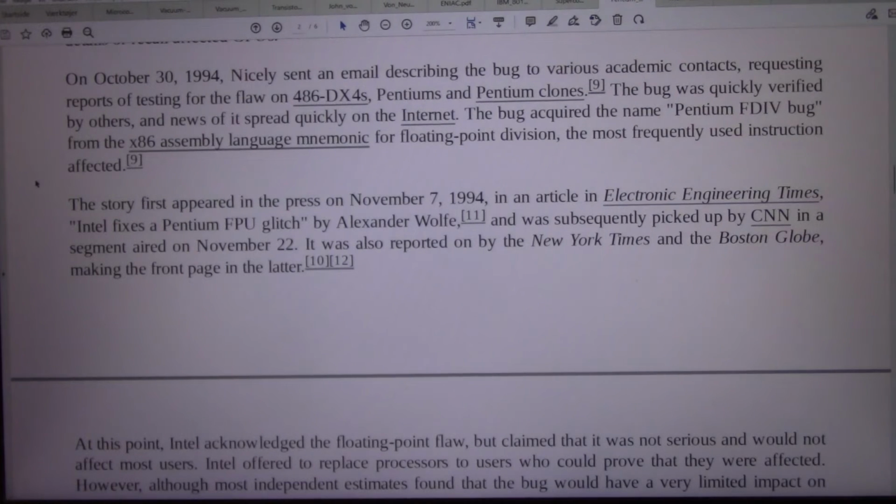The story first appeared in the press on the 7th of November, 1994, in an article in Electronic Engineering Times, "Intel fixes a Pentium FPU glitch" by Alexander Wolfe, and was subsequently picked up by CNN in a segment aired on the 22nd of November. It was also reported on by the New York Times and the Boston Globe, making the front page in the latter.